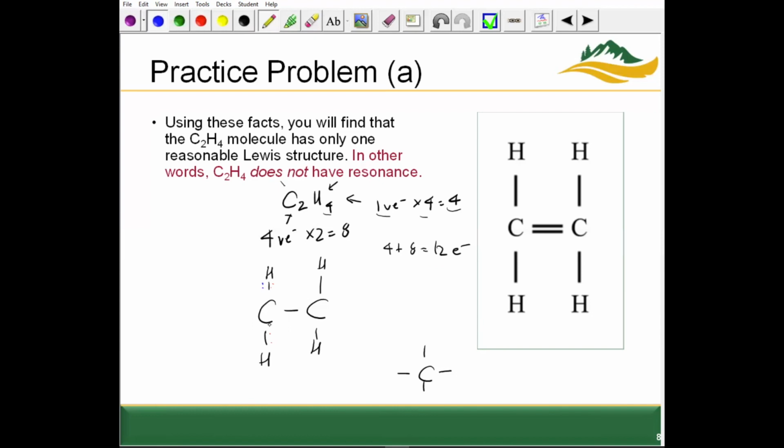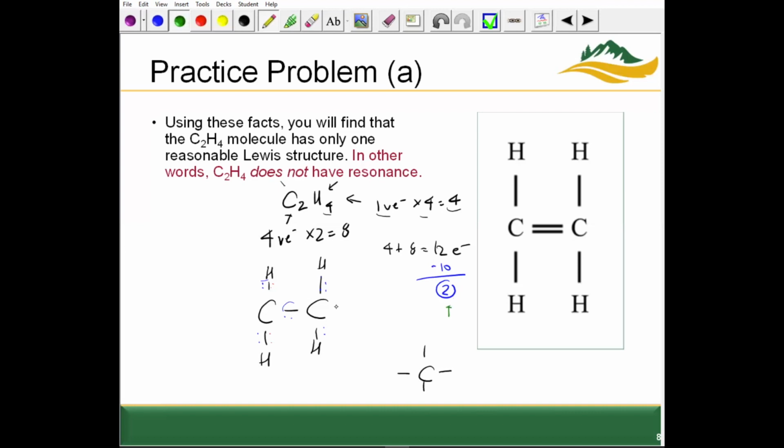Well, there's 1, 2, 3, 4, 5, 6, 7, 8, 9, 10. That means we have 2 electrons left. These hydrogens, as is, have a happy duet because they have this electron and they get to share this electron from carbon. These carbons, however, do not have a happy octet. They have 1, 2, 3, 4, 5, 6 valence electrons around their atoms. What do we do with these remaining 2 electrons then?